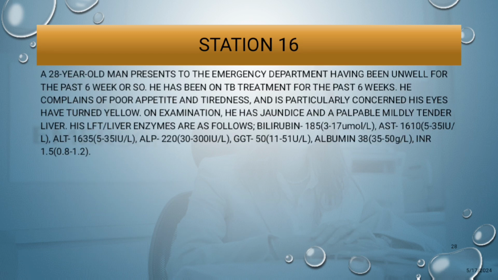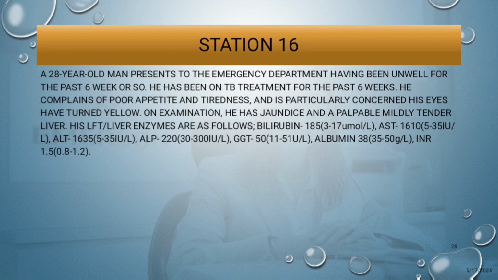Okay, so this station is saying a 28-year-old man presents to the emergency department having been unwell for the past 6 weeks or so. He has been on TB treatment for the past 6 weeks. He complains of poor appetite, tiredness, and is particularly concerned that his eyes have turned yellow. On examination, he has jaundice and a palpable mildly enlarged liver. His liver function tests are as follows.